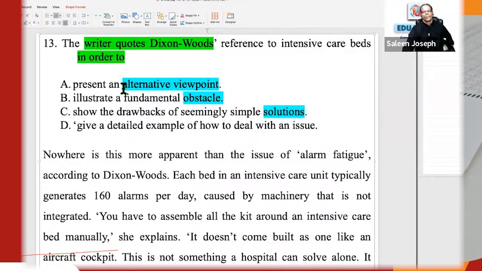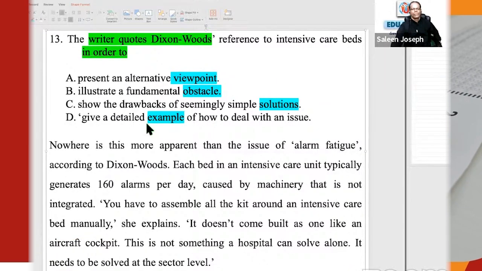Here, maybe in the first one it is viewpoint. That is the key word. The focus is viewpoint, obstacle, solutions. Give a detailed example of how to deal with an issue. Okay, example. Now, see: viewpoint, obstacle, solutions, example.